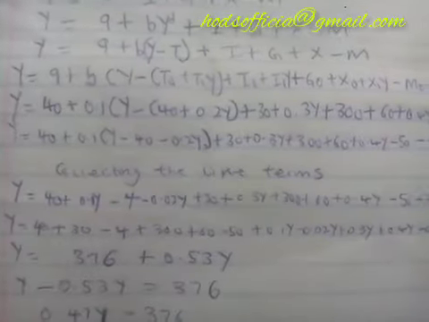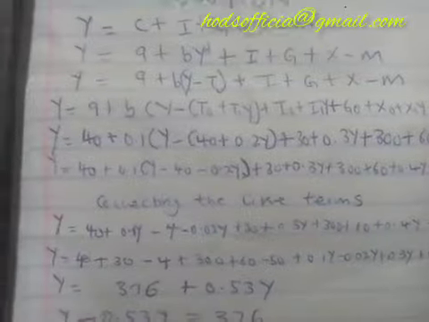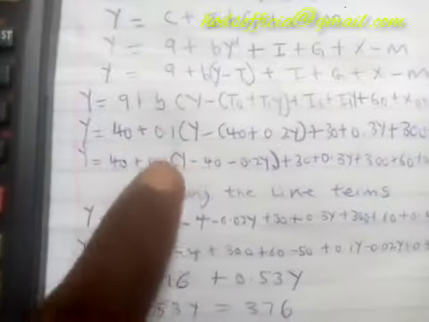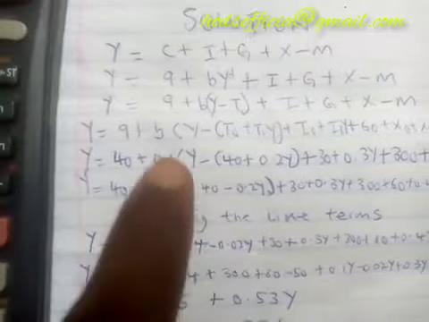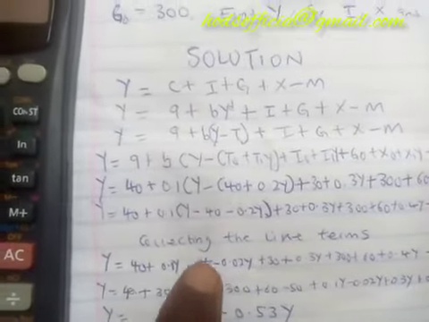So now we are going to collect our like terms. But before that, it still remains one bracket; we have not expanded yet. Now look at it. This is the 0.1 we have here. 0.1 times Y is 0.1Y. 0.1 times minus 40 is minus 4.